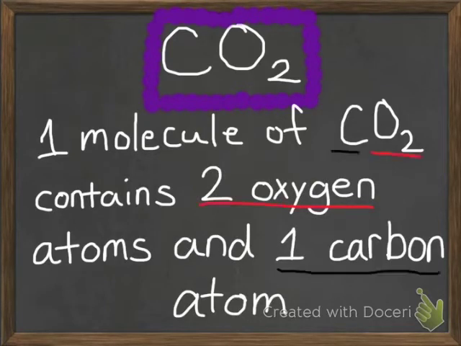So for instance, CO2 is a molecular formula. And what CO2 tells us is that one molecule of CO2 contains 2 oxygen atoms and 1 carbon atom. Now, as you can see in CO2, there is a 2 right after the O, and that means there's 2 oxygen atoms. Now, there's no number after the C because when there is no number, we just assume and infer that there is a 1 there. Okay, so let's look at another one.